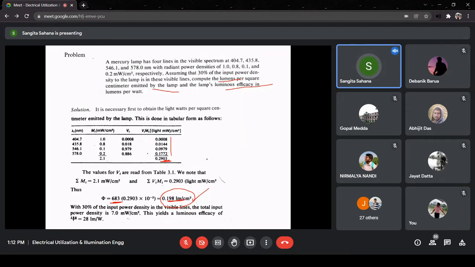And what is the input power? Input power, you can see it's not given here. I mean, the electrical power input is not given here. But what is given is the radiant power. If you add them, you will get 2.1.